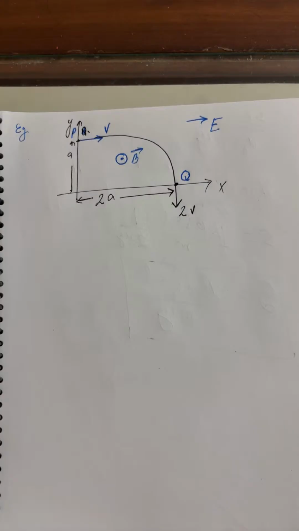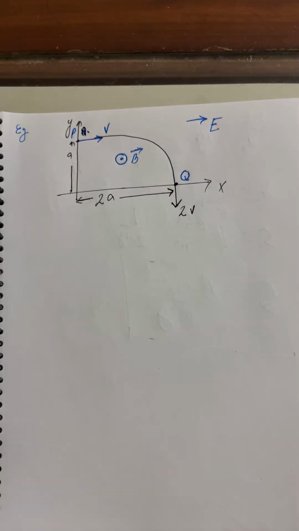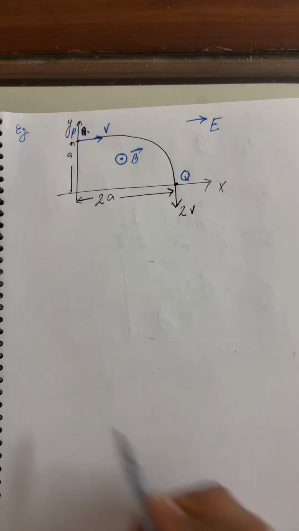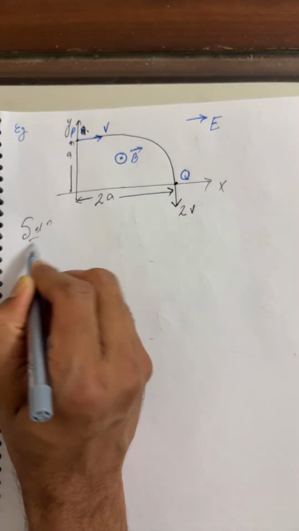Very interesting question. Listen carefully here. From P to Q, the work done by the electrostatic force we can find, but there is no work done at all by the magnetic force, because the magnetic force is qvB, perpendicular to the velocity.